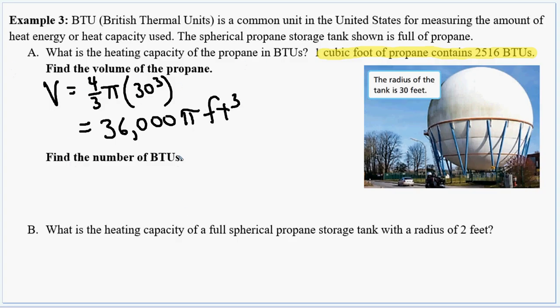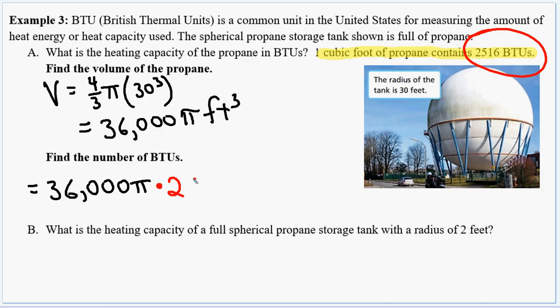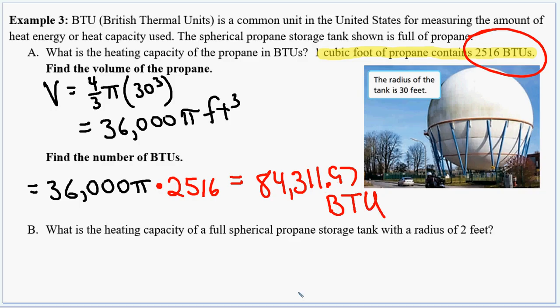Now the next part here, find the number of BTUs. Well, we're just going to take our volume, 36,000 times pi cubic feet, and we're going to multiply it by this highlighted number, so times 2,516, and on the calculator we'll use the pi key here. If we multiply that straight across, we should get 84,311.97 British thermal units. All right, that's a pretty big tank.